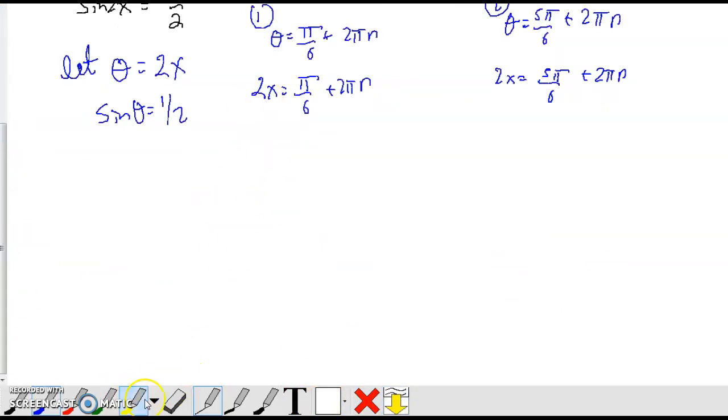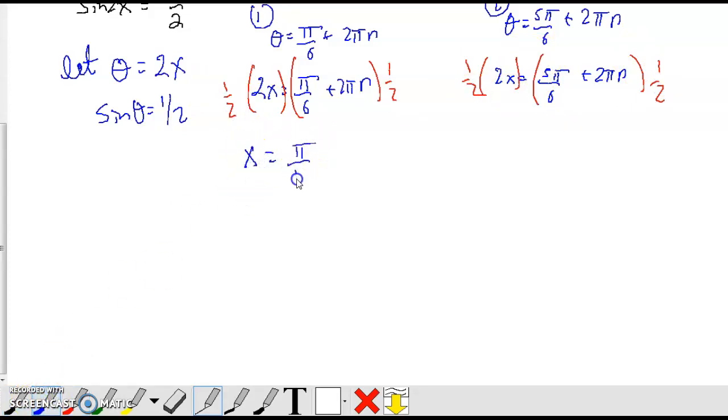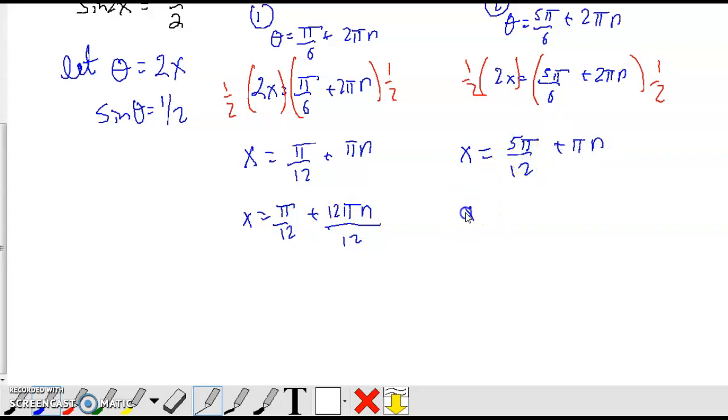All right, so the first thing I'm going to do is multiply everything by 1/2, and I'll do that over here as well. And what do I get? I get x is equal to pi over 12 plus pi n. I'm going to change that to pi over 12 plus 12 pi n over 12, same denominator. And then x is equal to 5 pi over 12 plus pi n. So again, I'm going to change that to 5 pi over 12 plus 12 pi n over 12.